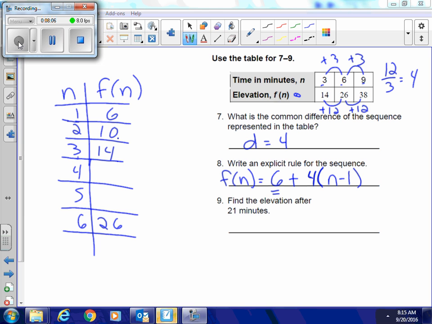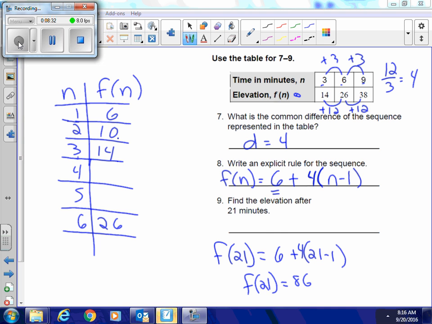And then find the elevation after 21 minutes. So what they're asking for is f of 21. That equals 6 plus 4 times 21 minus 1. Well, 21 minus 1 is 20 times 4 is 80 plus 6 is 86. So 21 minutes yields an elevation of 86.